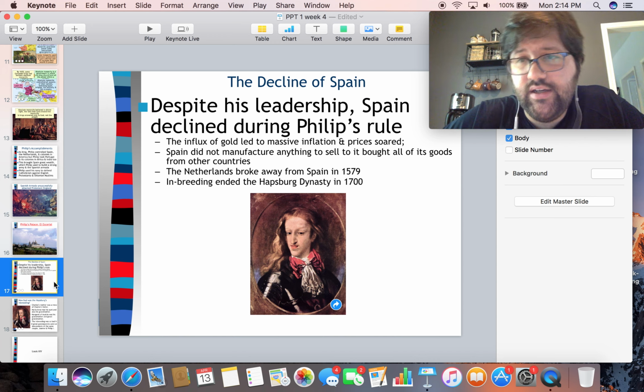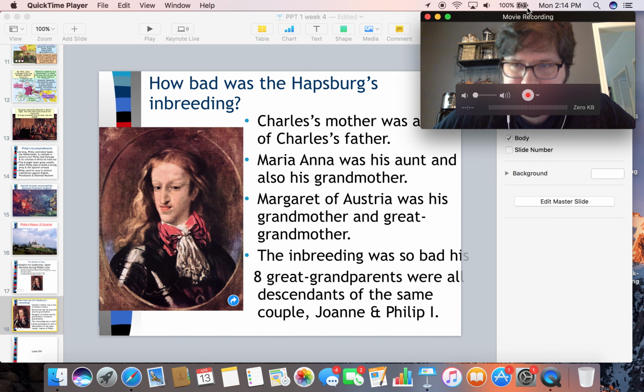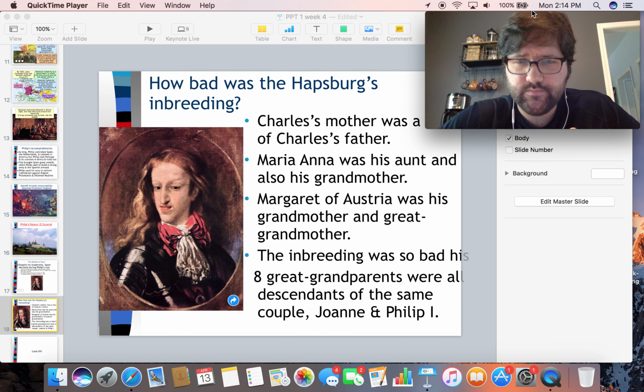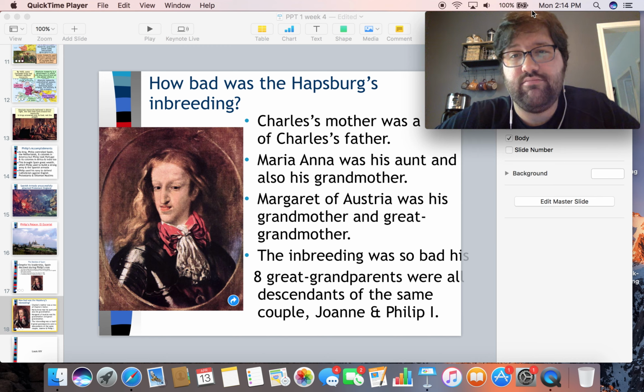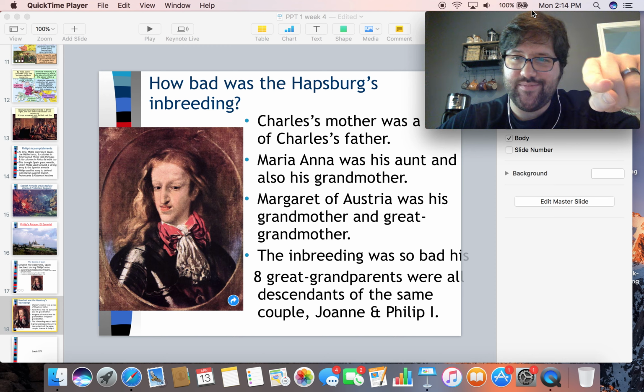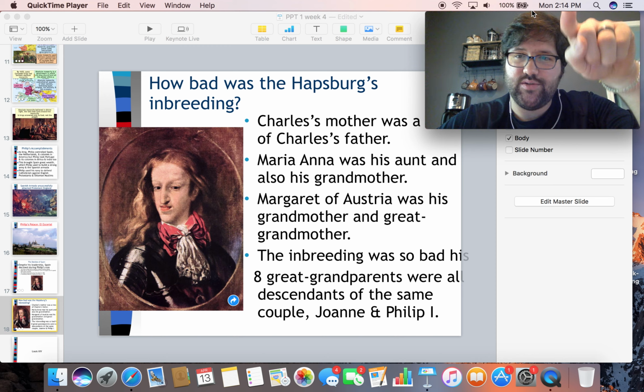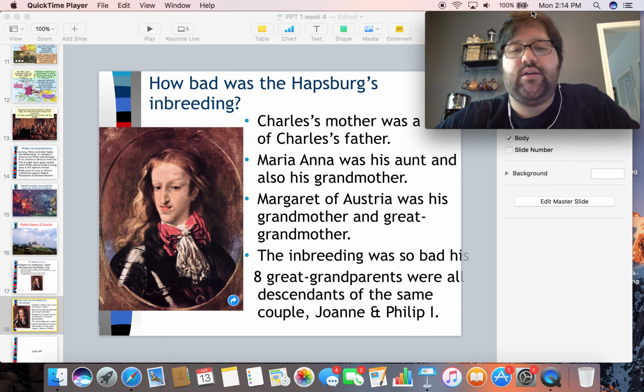It says, how bad was the Habsburgs' inbreeding? Well, our examples here: Charles's mother was a niece of Charles's father. So his mother was also a niece of his father. You can connect the dots if you want. Maria Anna was his aunt and also his grandmother. So Charles is Philip's father. If she's his grandmother first, then how do you become the aunt of this other kid? Well, she had to have married one of her own sons and had a child with her own son for that to happen.